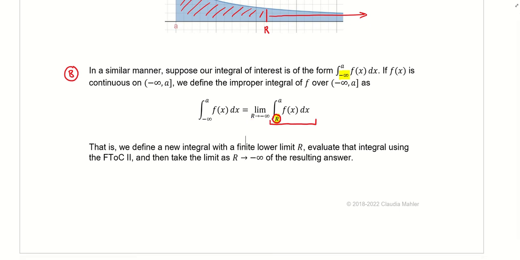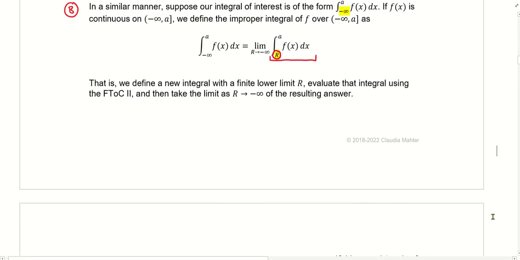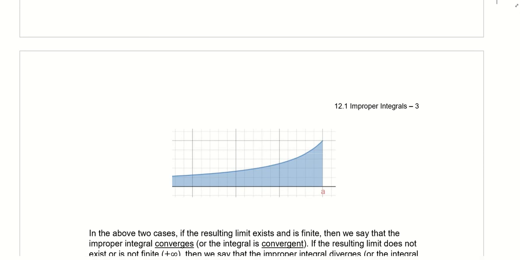Okay, so it's the same general idea, except now our constant, our a, is the upper limit of integration. And we're integrating from negative infinity to a. So we don't want to deal with negative infinity. So what we do is we define some cutoff point here, r. We integrate from r to a. And then once we do that integration, we allow r to go to negative infinity.